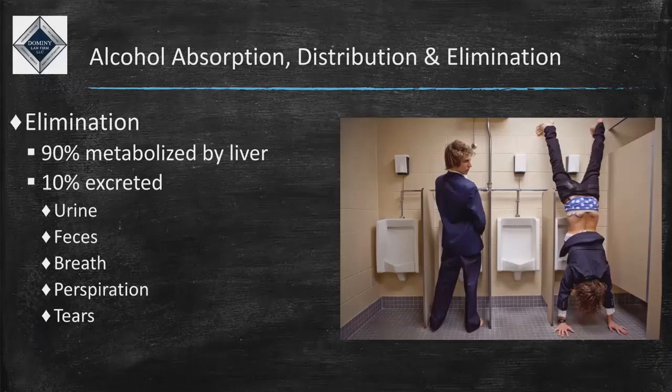Although we do kind of test it through perspiration. If you've seen the SCRAM units, that's secure continuous remote alcohol monitoring. They're the ankle bracelet that actually measures alcohol on the surface of the skin. And so that is a pathway other than urine or breath that alcohol is monitored.